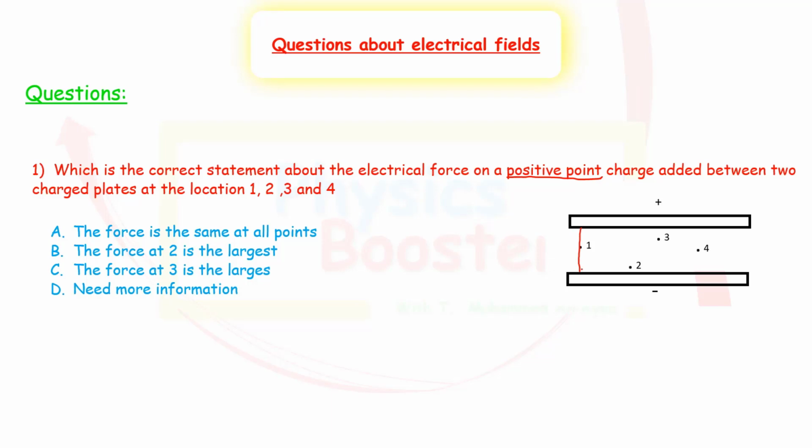We know that the electrical field between two plates is going to be lines leaving the positive plate and going into the negative plate, like this. We looked at this one before and called it a uniform electrical field. If we have a uniform electrical field, the field will be the same at any point between these plates. This means the electrical force will also be the same at any point between the two plates. So the correct answer is A.